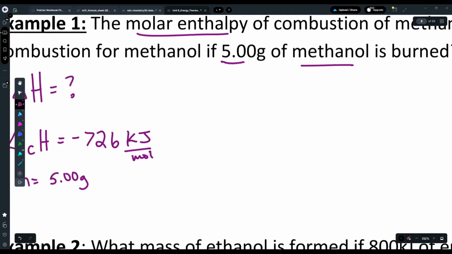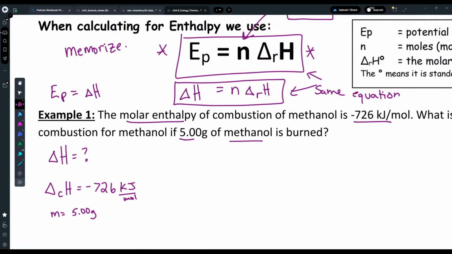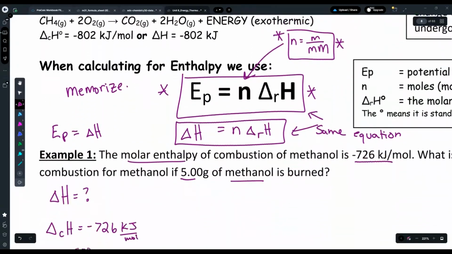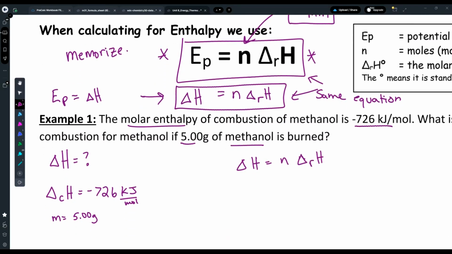Okay, so that's 5 grams of methanol. As a side note, we know that we're going to have to find moles. The reason is that if we look at this equation, delta H is equal to moles times molar enthalpy of some reaction, in this case combustion. We're looking for change in enthalpy. We need to do some work to find moles, but we can figure it out, and we already have molar enthalpy.